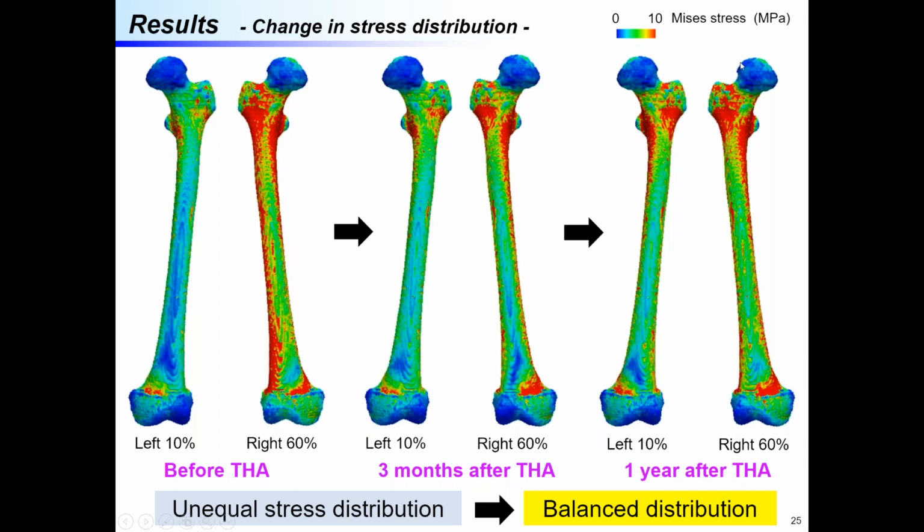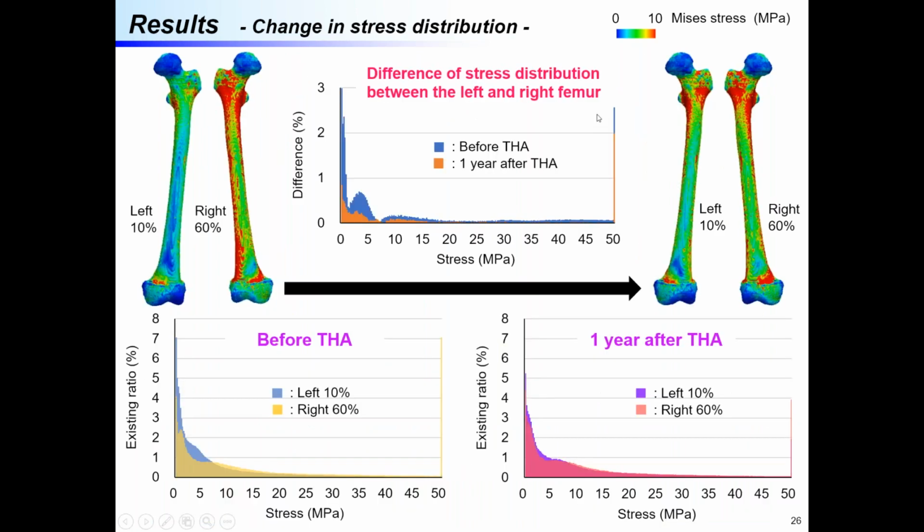Moving on to the next slide, you can see the change in stress distribution quantitatively. Here, we focused on the data before THA and 1 year after THA. This graph shows the histogram of stress in the model of the left and right femurs before THA and 1 year after THA. You can find the gap between the models before THA, but it became almost the same 1 year after THA.